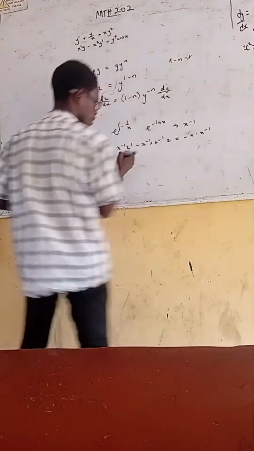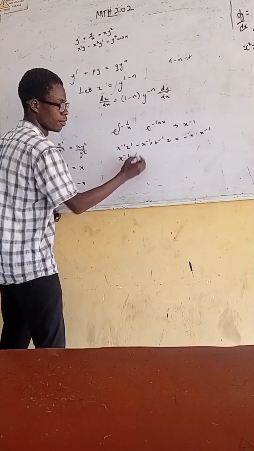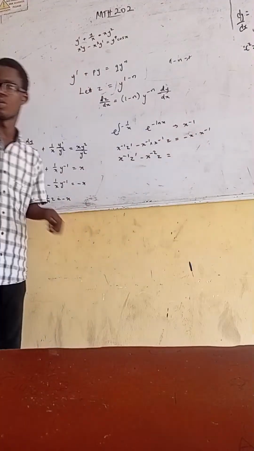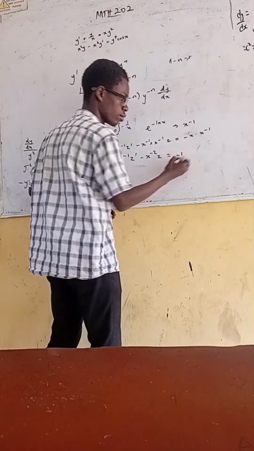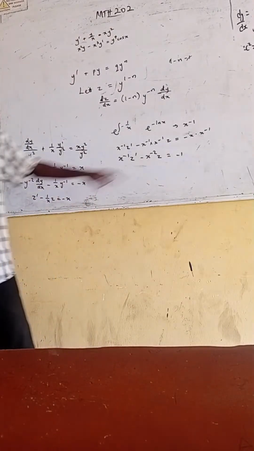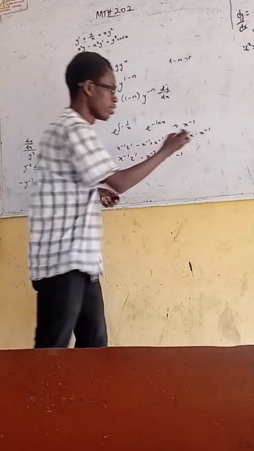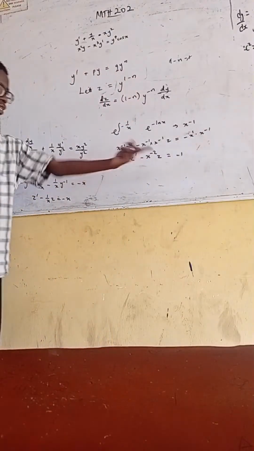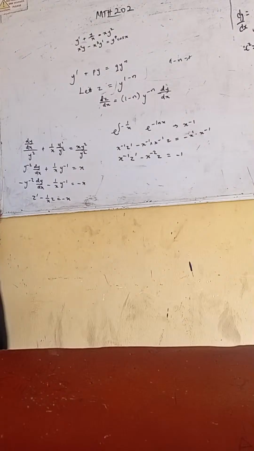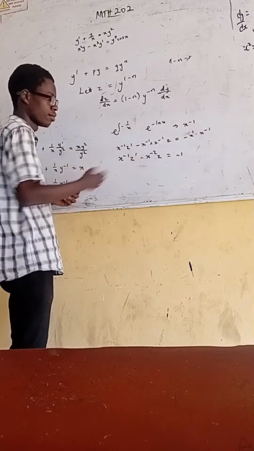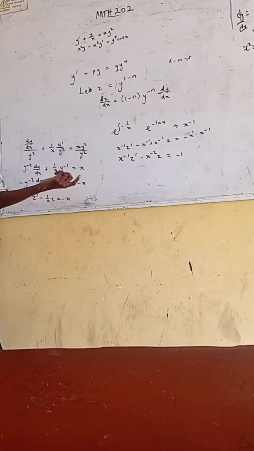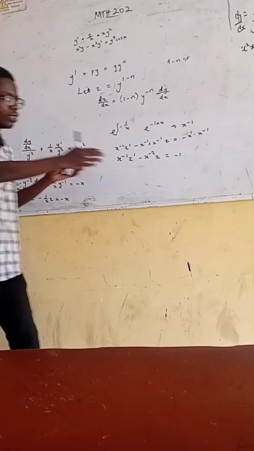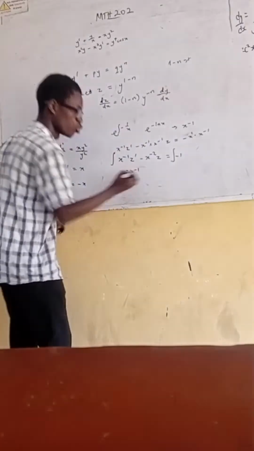So I have something like x minus 1 z prime minus x minus 2 z is equal to 1 minus 1. Am I correct? This is x, this is minus 1, x raised to power 1 minus 1 is 0, and x raised to power 0 is 1. So I have this now: x minus 1 z prime. After using the integrating factor, this side is going to become x minus 1 z.